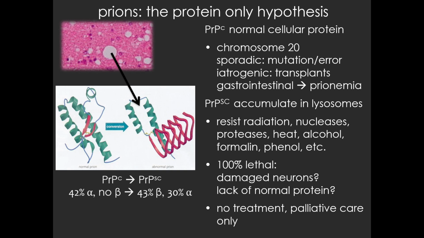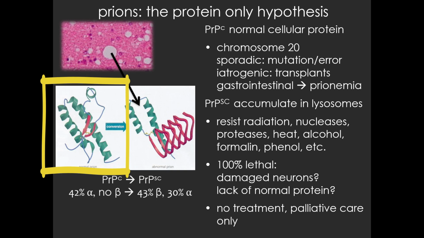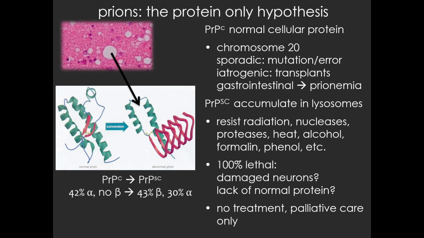So prion protein cellular has about 42% alpha helices and no beta pleated sheets, which you can see on the left-hand side of that diagram, whereas the scrapie form of the protein, once it's changed its folding, has about 43% beta pleated sheets and 30% alpha helices, which means it has a much more stable structure. And this change from the cellular form to the scrapie form seems to be sporadic. It can be a result of a sporadic mutation, and it can also be an inherited mutation.